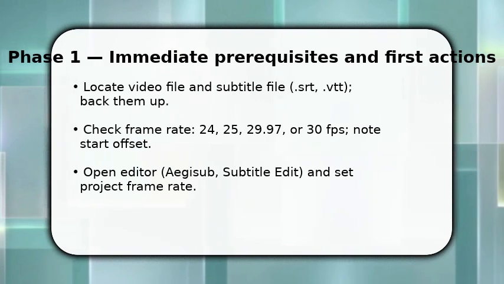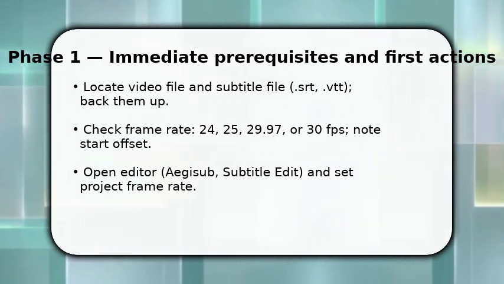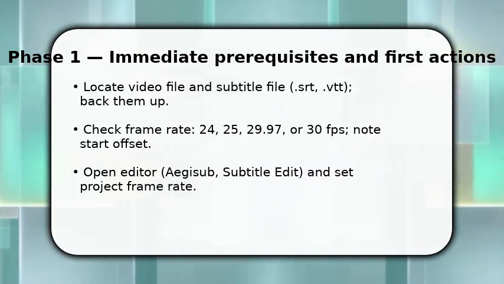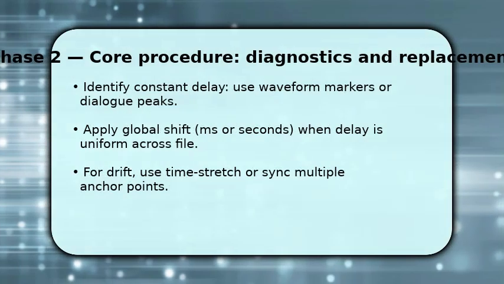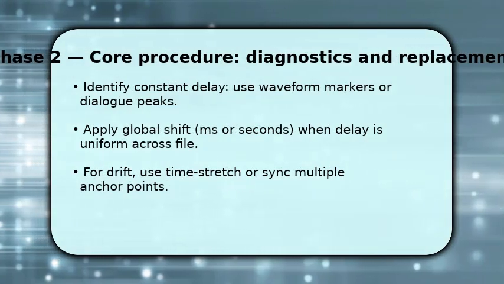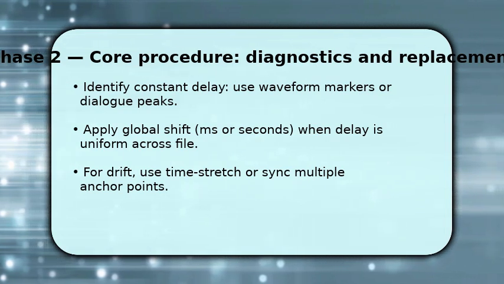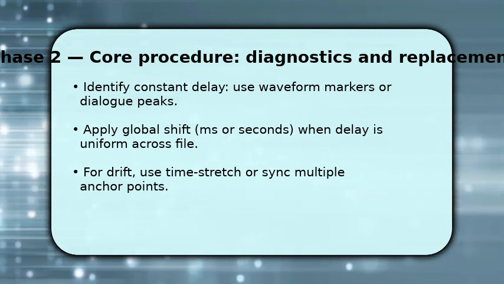Mismatched FPS causes drift. Make sure to save a copy labeled "Working" before editing so you can revert if timing experiments go wrong. You now diagnose whether the lateness is a fixed offset or progressive drift, which determines the fix. Use the waveform or visible dialog peaks to set anchor points.